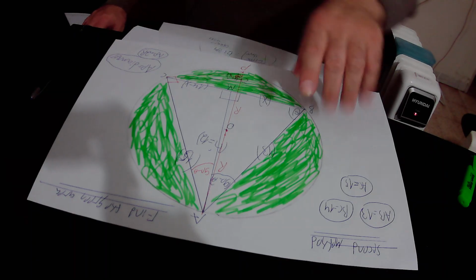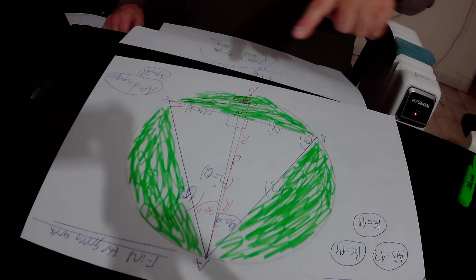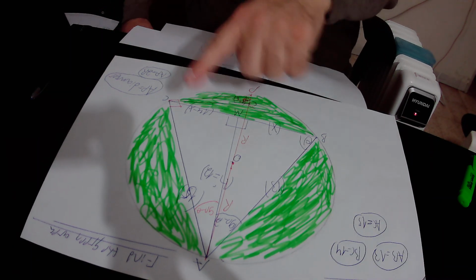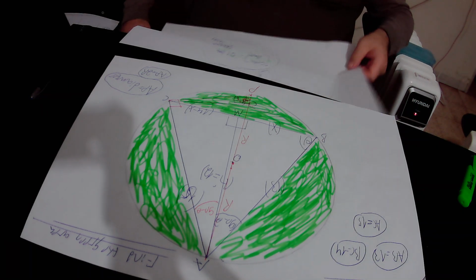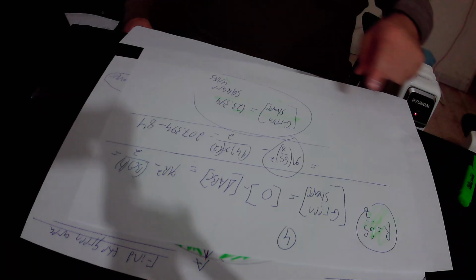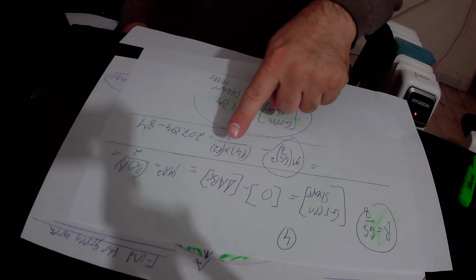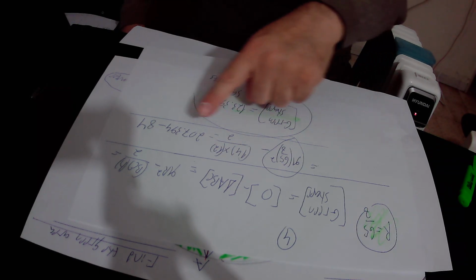What is the area of the green shape? From the drawing it is very easy to see that the area of this green shape equals the area of the circle minus the area of triangle ABC. I repeat again, the area of the green shape equals the area of the circle minus the area of triangle ABC. The area of the circle is pi r square, minus the area of triangle ABC.